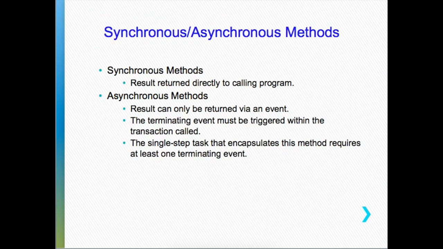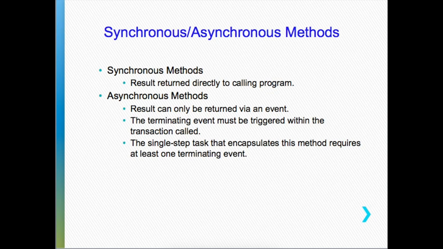Synchronous and asynchronous methods. Synchronous methods' results return directly to the calling program. This is similar to what we have in our synchronous and asynchronous function model. Synchronous methods' results will be directly returned to the calling program, and asynchronous methods' results can only be returned via an event, because you cannot directly return the result to the same method.